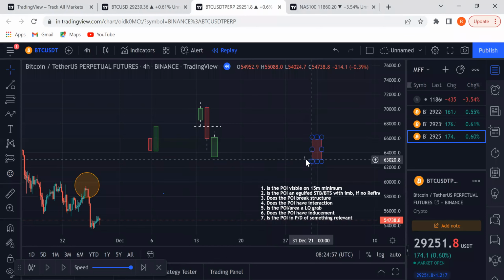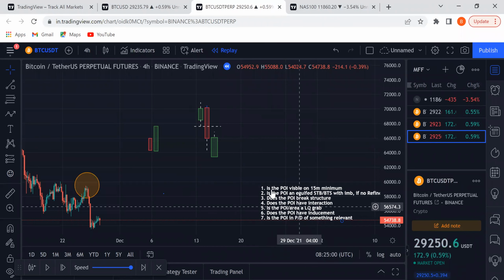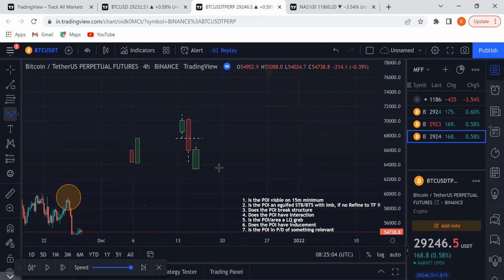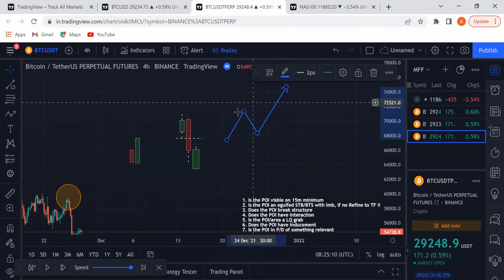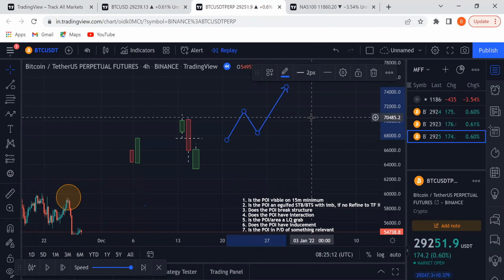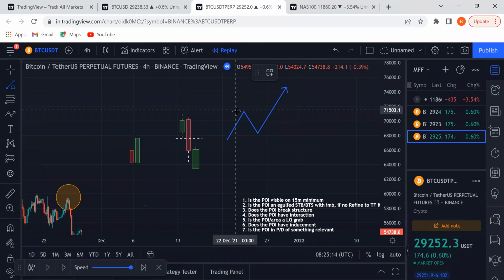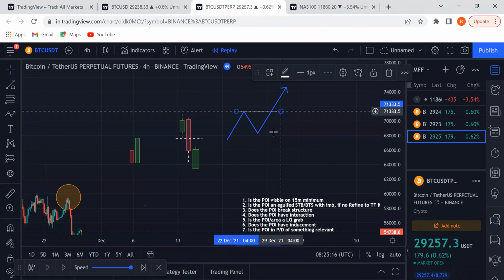Now that's that. Now the next one is, does the POI break structure? Now this is very, very important. You all know what break of structure is, right? So this is a break of structure, right? This is a break of structure.